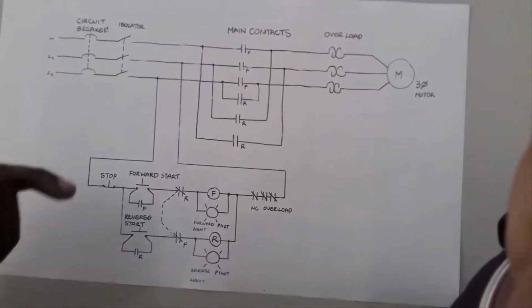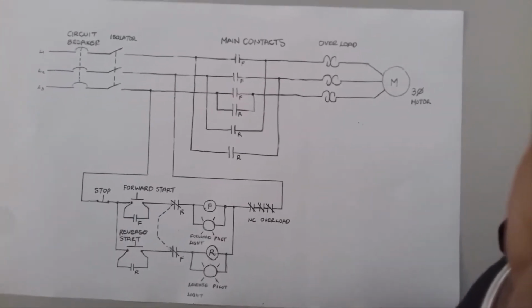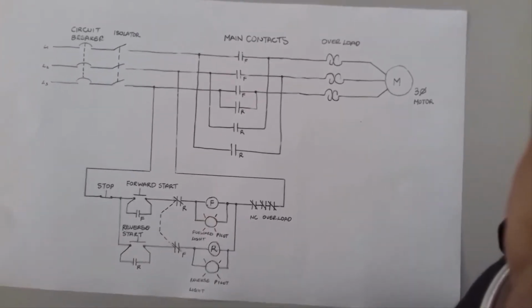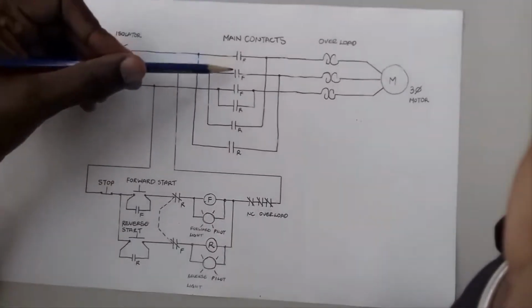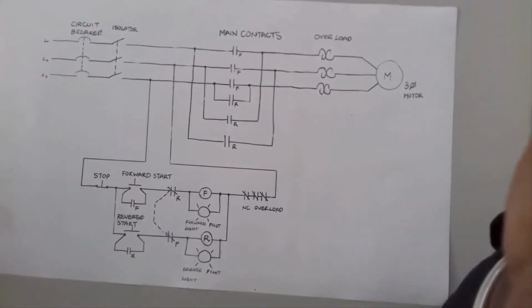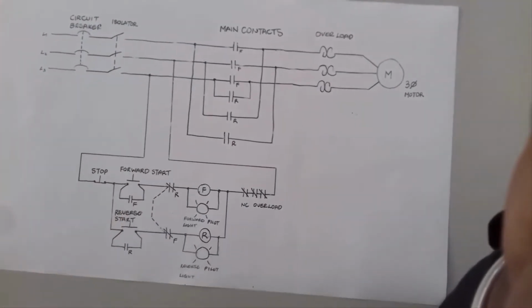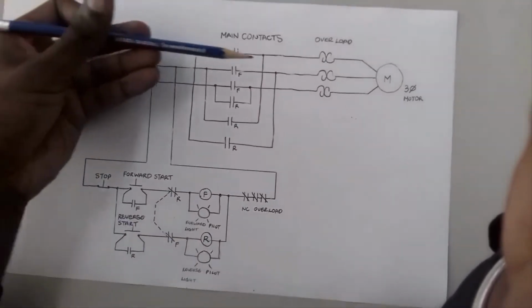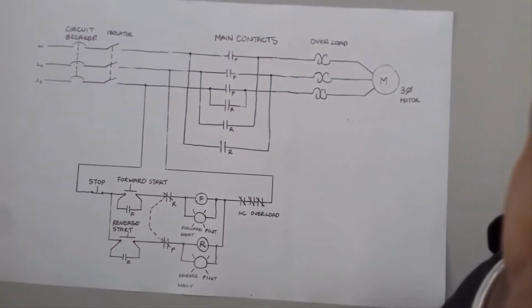So we reach the point where we press the stop button and the motor stops spinning, as the coil becomes de-energized, opening the 1, 2, 3 main contacts and also opening the holding contact. And so this prevents current from flowing to the three-phase motor.